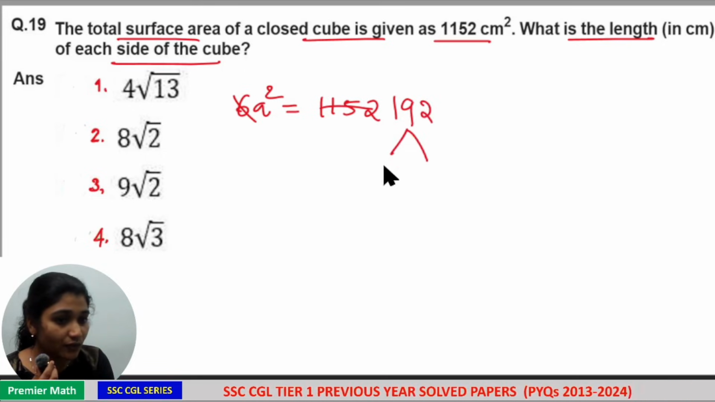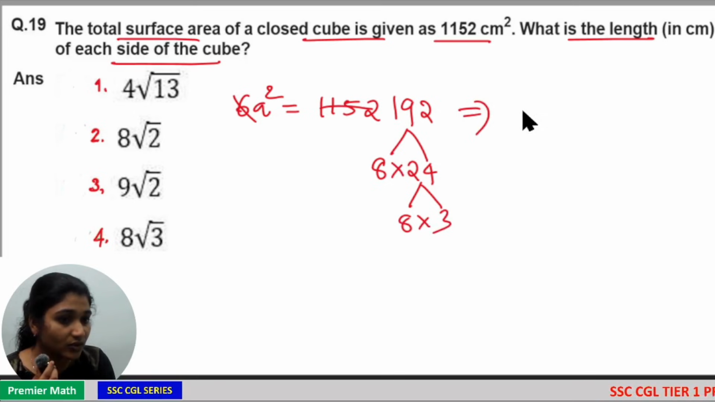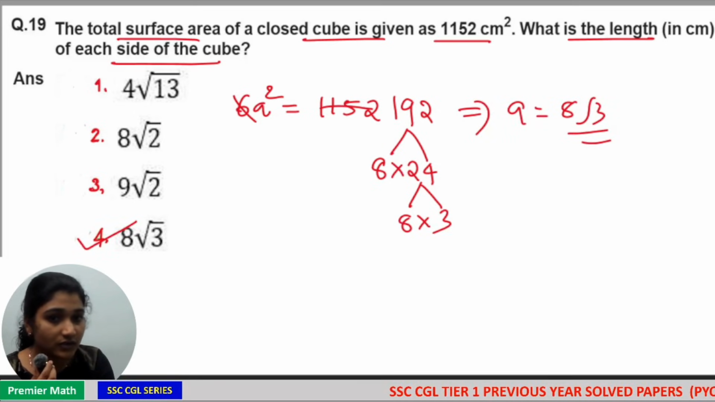Take the factors of 192. 8 goes 2 times in 16, 4 times in 32. 8 into 3 is 24. That is, from this, 8 square into 3 is a square, which means a is equal to 8 root 3. Option 4 is your answer.